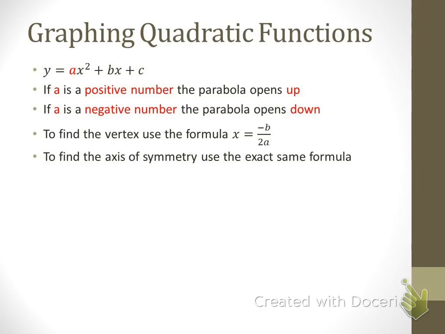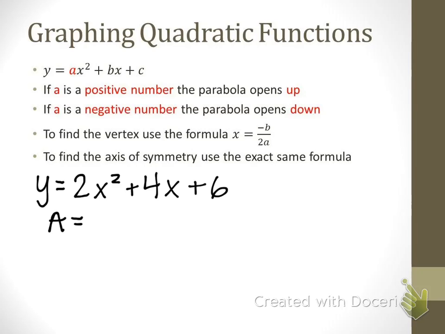So if I were to have an equation like y equals 2x squared plus 4x plus 6, let's label a, b, and c, because that's what I always want you to get used to doing, because you're going to need to know what those values are. So in this equation, a is equal to 2, b is equal to 4, and c is equal to 6. Now notice I did not say a is equal to 2x squared, because that's not what a is. a is only the number in front of x squared. So a is equal to 2.